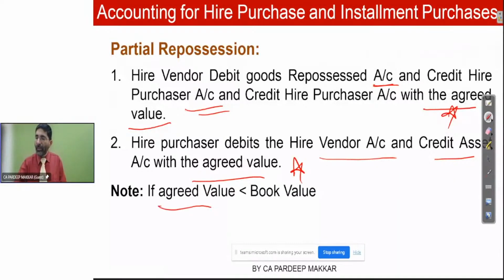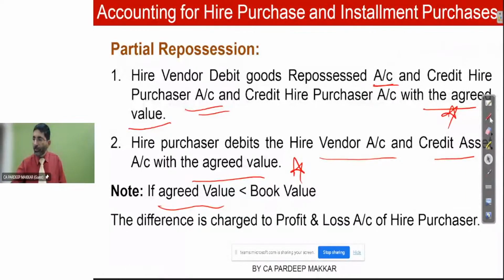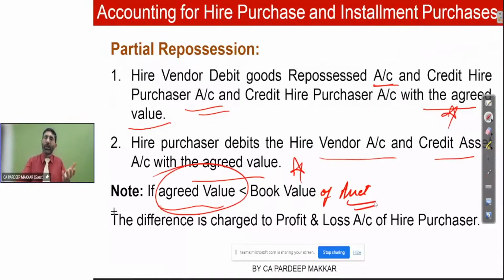Now, whatever is the agreed value, if it is less than book value, in that case we have a loss. And in case agreed value is more than book value of the asset, we are talking about book value of asset, meaning according to the purchaser, what is the value of the asset and at which value he is going to surrender that asset. The value at which he is going to surrender that asset is called agreed value, and the value in his books of account is called book value of asset.